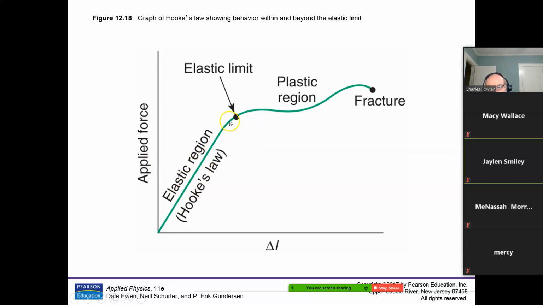Up here it begins to bend a little bit, but that's what they call the elastic region. You apply a little force, it deflects a little. More force deflects a little more. But the point is, it always springs back to the original shape. However, there's usually some limit up here where it won't spring back anymore.